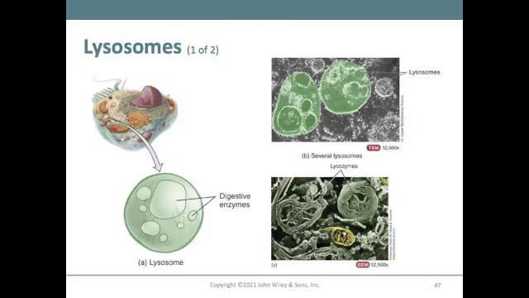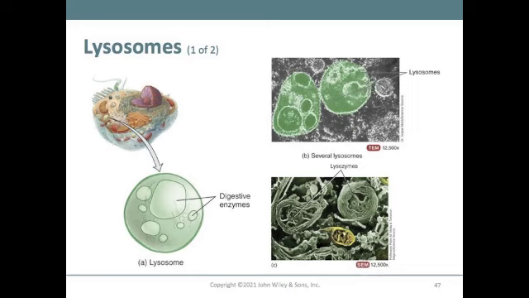Moving on to lysosomes, figure 3.22 on page 87. Lysosomes are membrane-enclosed vesicles that form from the Golgi complex. They can contain as many as 60 kinds of powerful digestive and hydrolytic enzymes that can break down a wide variety of molecules once the lysosome fuses with the vesicles formed during endocytosis.